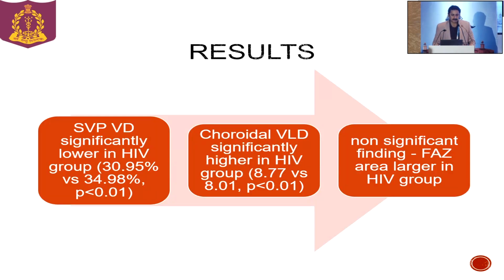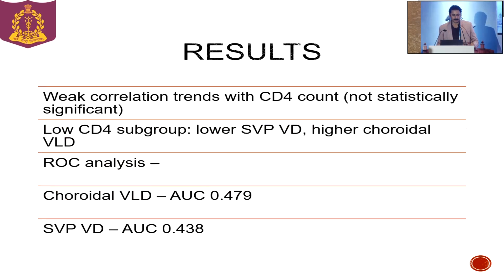The results: superficial vascular plexus vessel density is significantly lower in the HIV group, and choroidal vessel linear density is significantly higher in the HIV group. There was a non-significant finding of foveal avascular zone area larger in the HIV group. We also had weak correlation trends with CD4 count. These results were not statistically significant. In the low CD4 HIV subgroup, there was lower SVP VD and higher choroidal VLD.